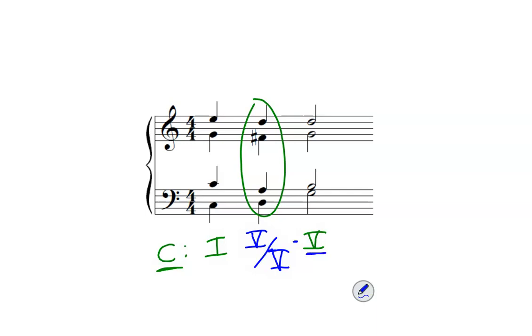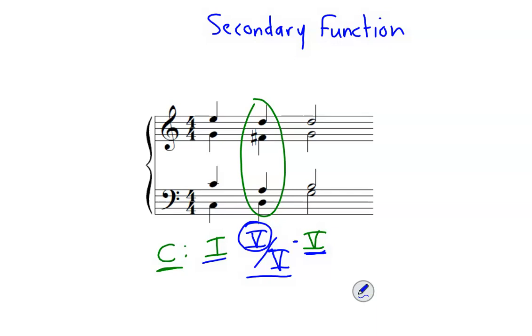So we've got 1, 5 of 5 going to 5. This 5 of 5 is called a secondary function chord. Secondary because it doesn't function in the primary key. It functions in a secondary key, almost like we're seeing a dream within a dream. This one specifically, because it's a dominant chord in that secondary function, is called a secondary dominant.